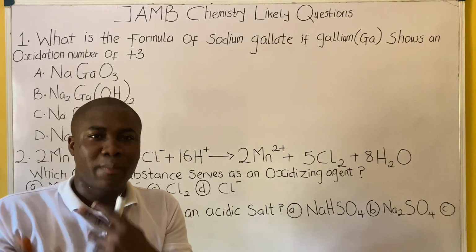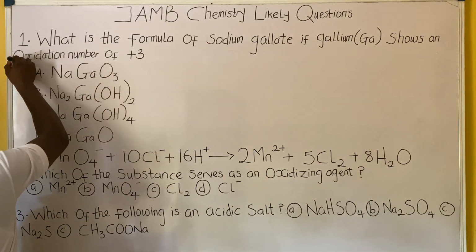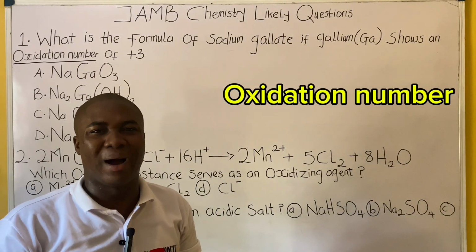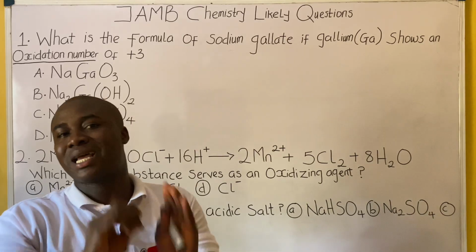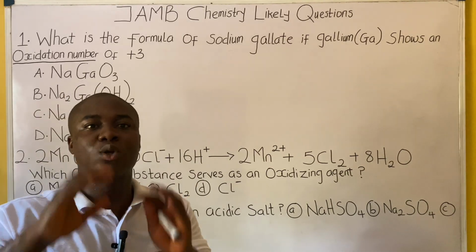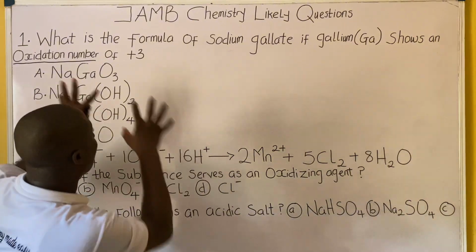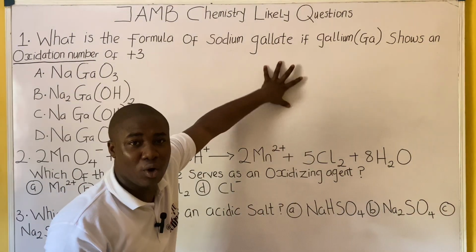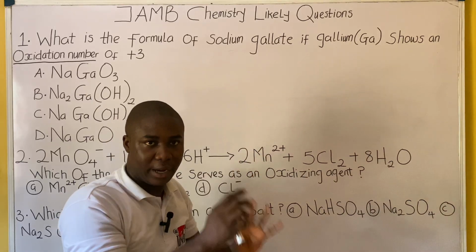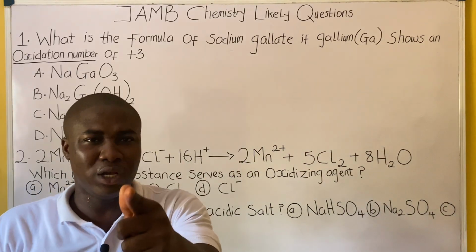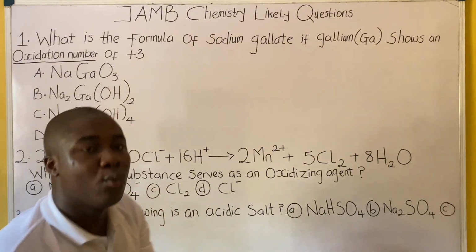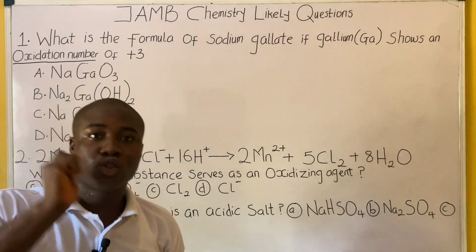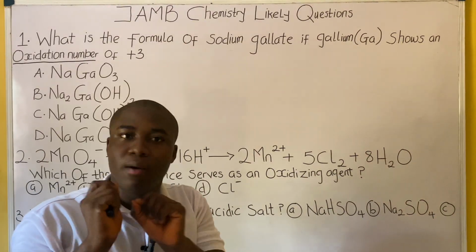So you can see I just mentioned a word in this particular question, and that aspect of chemistry is called oxidation number. It is important for you to understand perfectly the concept of oxidation number. So before solving this question, we have to know some key points about oxidation number, and I'll be doing the explanation here. After explaining everything you need to know about oxidation number, we then move further to solve this question. It is very, very easy. So watch closely.